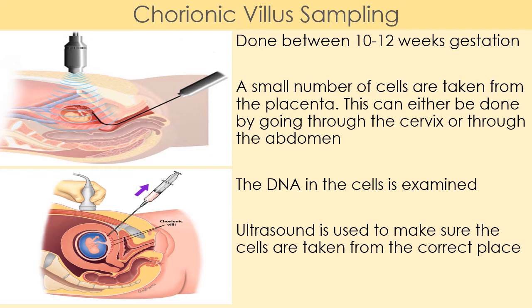So going through the cervix, it passes through the vagina, through the cervix, and into the uterus, where they take cells from the placenta. The bottom diagram shows the transabdominal route, where they insert a needle through the abdomen to the placenta. Both of these are done under ultrasound guidance to make sure that they take the cells from the correct place, so taking them from the placenta. The DNA in those cells is then examined to determine whether the developing embryo has an inherited condition.